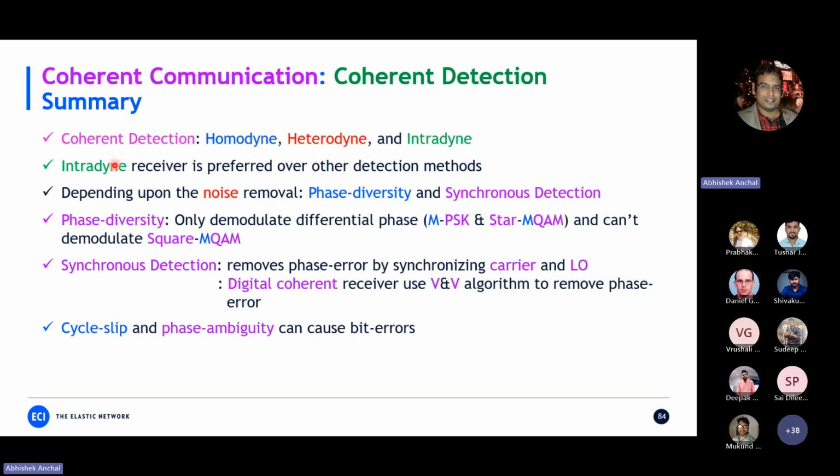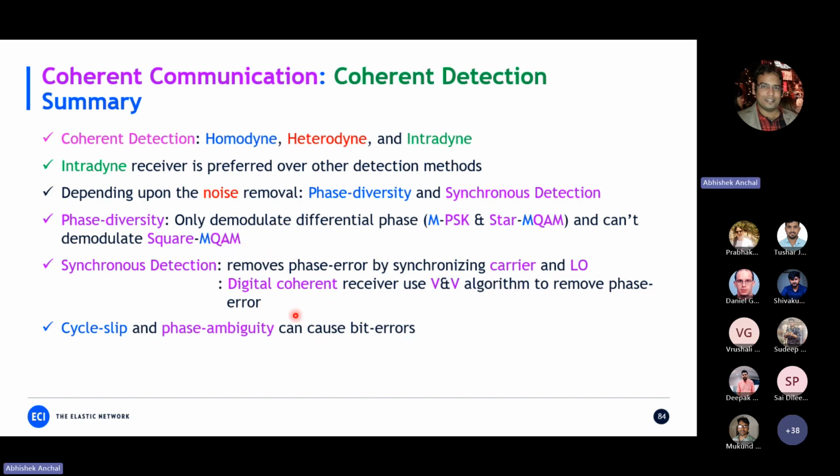Okay, so to summarize for today, we discussed coherent detection: homodyne, heterodyne, and intradyne. We found that intradyne detection is preferable over all the other detection methods. And so in the modern coherent receiver, we use intradyne detection. Now, depending upon the noise removal, it can be phase diversity or synchronous detection. The phase diversity was an earlier version in the commercial transceiver. Now we don't use it, so we go to the synchronous detection. And synchronous detection is preferable because it has high sensitivity.